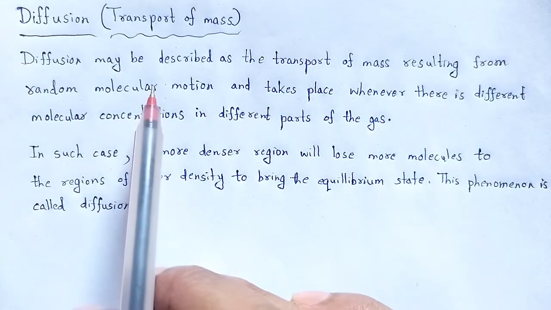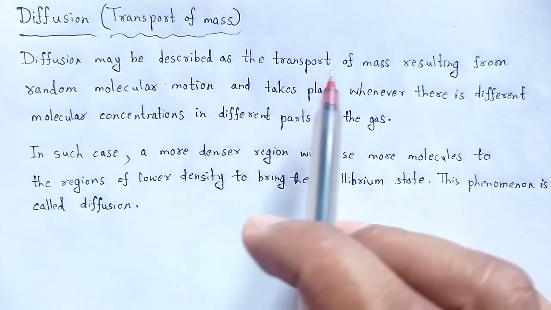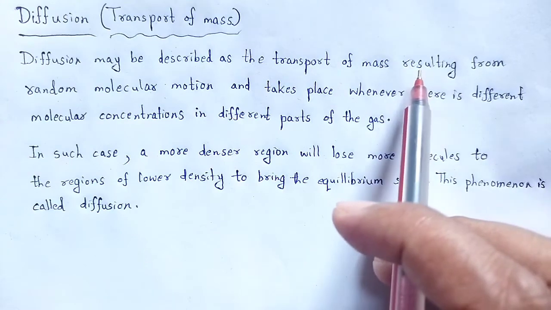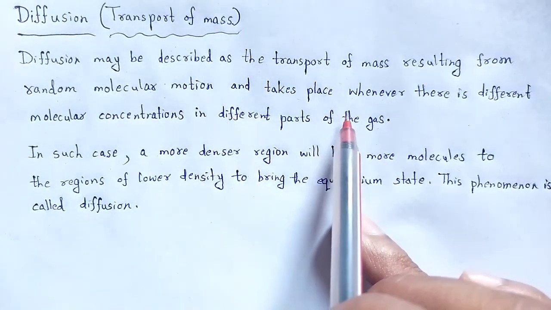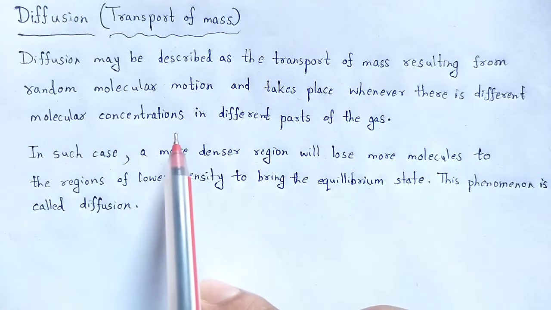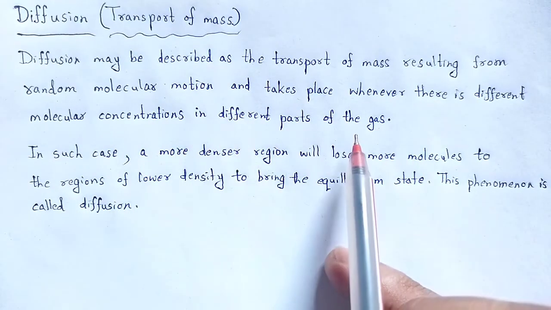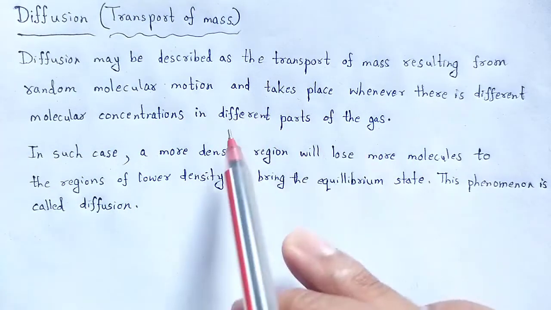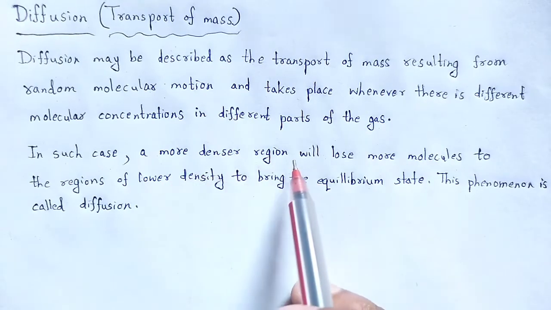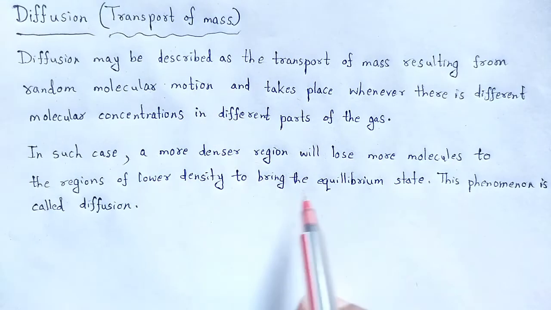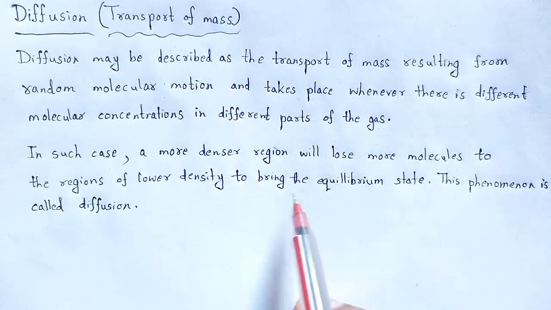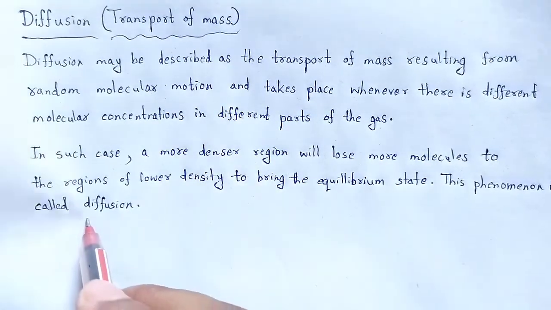Diffusion we may describe as the transport of mass resulting from random molecular motion, and it takes place whenever there is different molecular concentration in different parts of the gas. In such a case, a denser region will lose more molecules to the regions of lower density to bring the equilibrium state. This phenomenon is called diffusion.